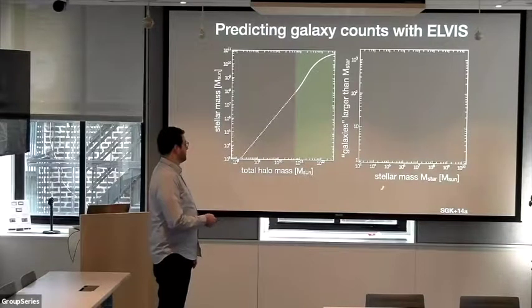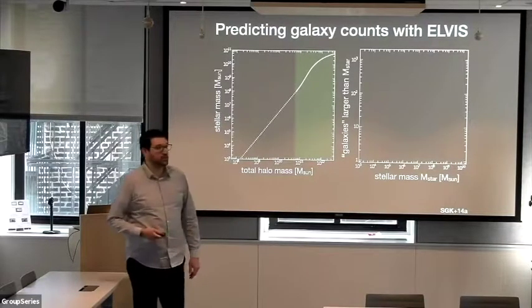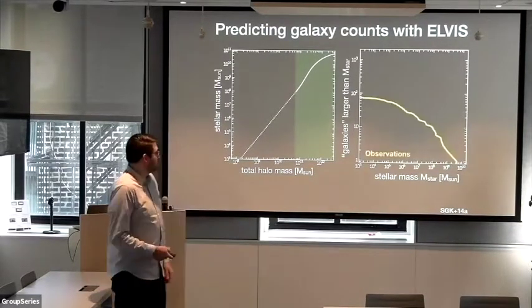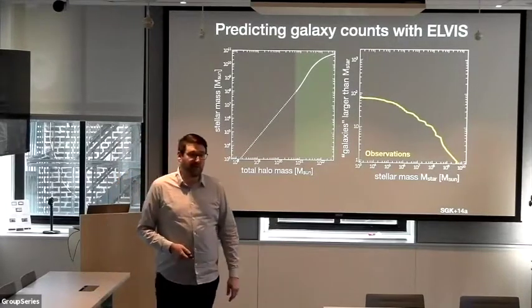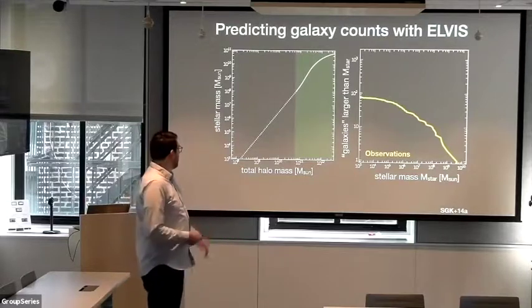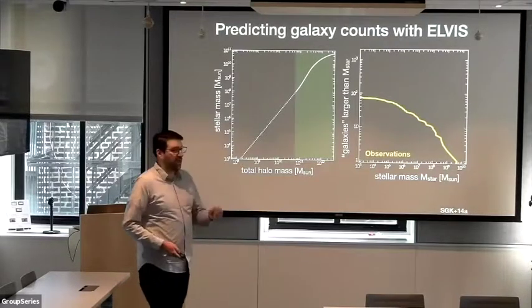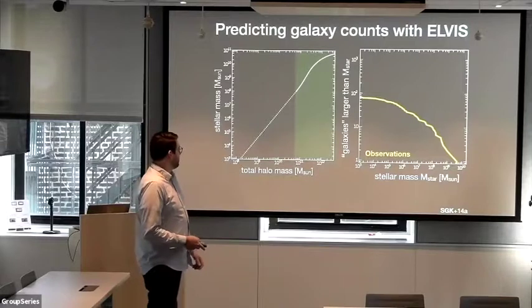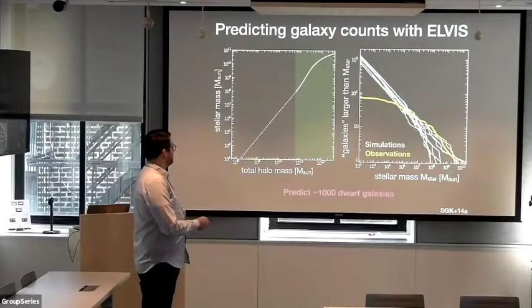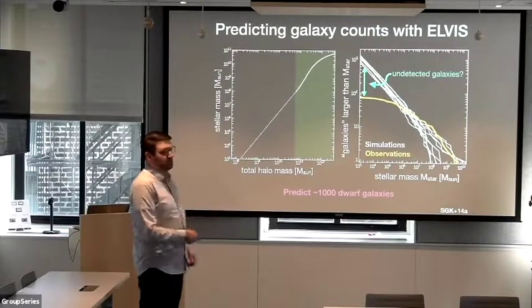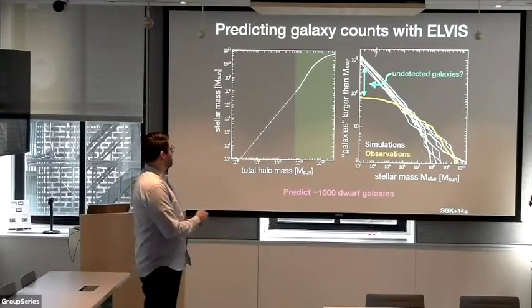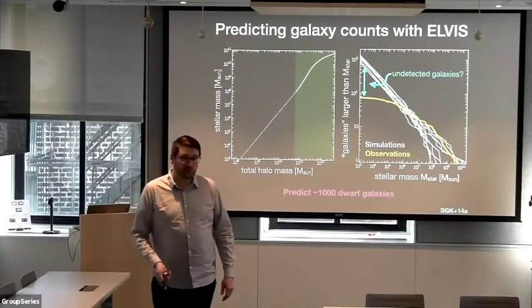So the x-axis is the stellar mass, the y-axis is the number of galaxies larger than that stellar mass. The observations sit here, right? So as I said, we know of a little less than 100 galaxies today around the local group. If we take this relationship on the right and apply it to the ELVIS simulations, then we get these white lines here. So you can see that we're doing a great job of matching the observations down to 10 to the 5 or 10 to the 6 or so. And down here we'd say, okay, these are undetected galaxies. We predict about 1,000 of them total around the local group.